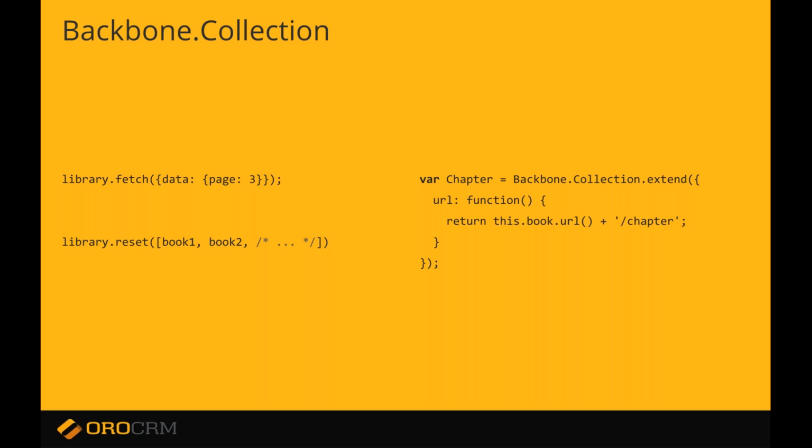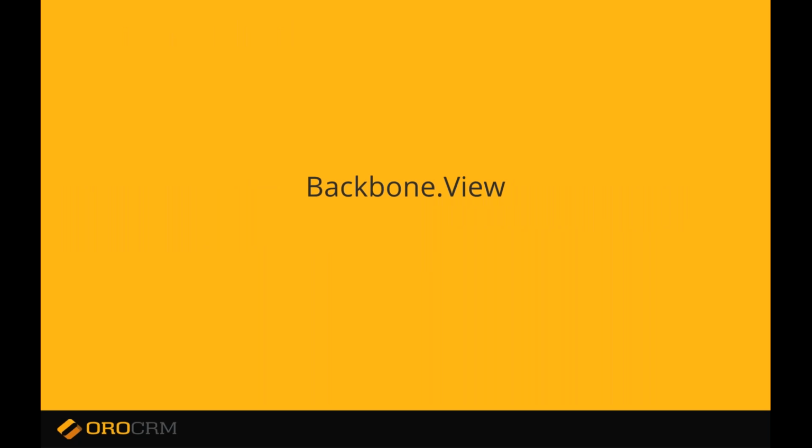On the right side, you can see that the URL property can be not only a string, but it also can be a function. And we can, in a dynamic way, define what the URL has to be for the collection in order to fetch data from the server.